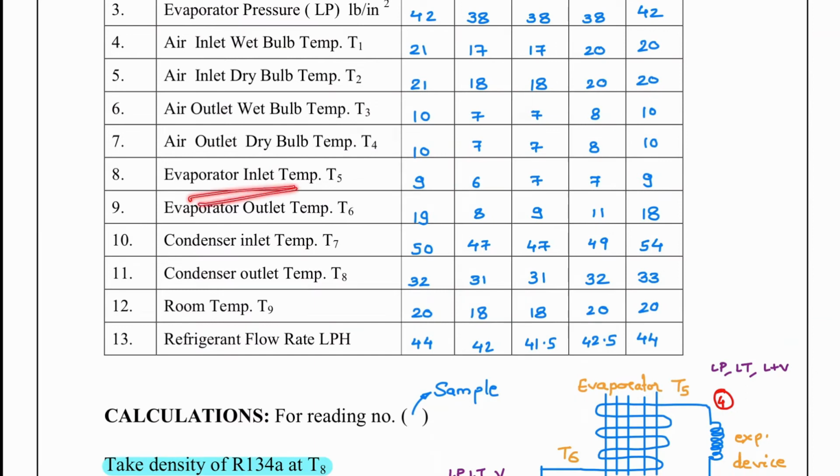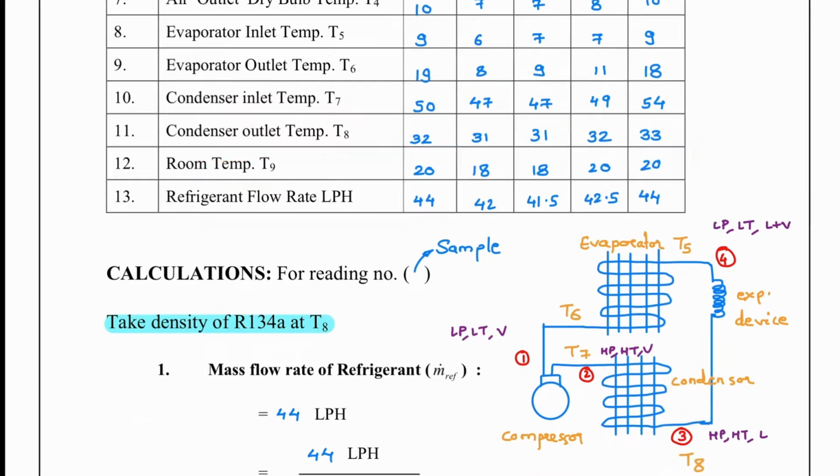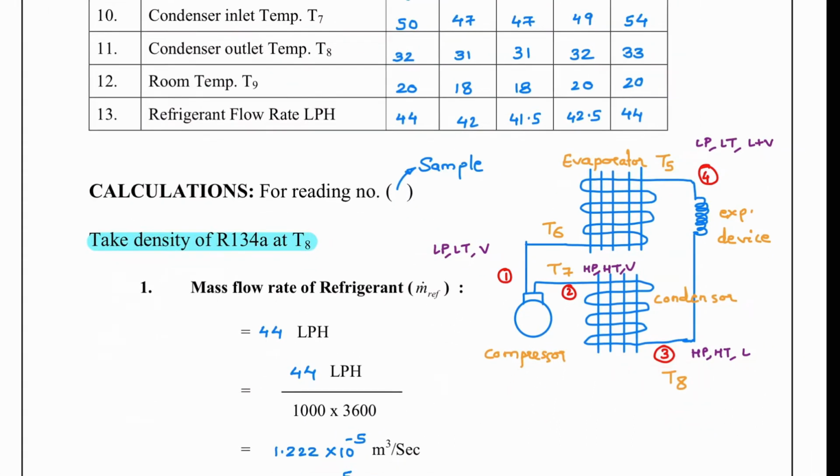Now what is T5? Evaporator inlet temperature, T5. Here you can see the evaporator inlet is point 4 according to our notation. So this temperature is T5. Then the evaporator outlet temperature is T6. Here I have written, evaporator outlet, it is T6. Then the condenser inlet temperature is T7. Here this is the condenser inlet, it is T7. And the condenser outlet temperature is T8. The condenser outlet is this one, and I have written over here that this temperature is T8. Now after writing these notations, we have to do the calculation.